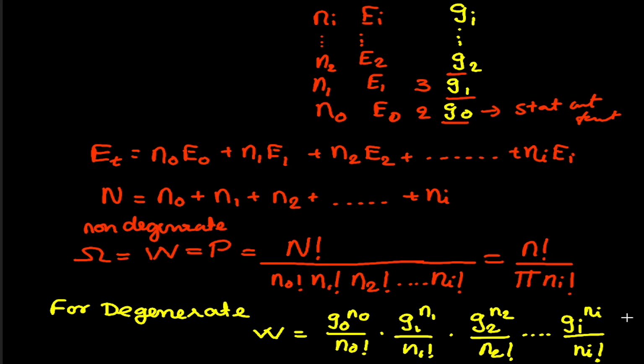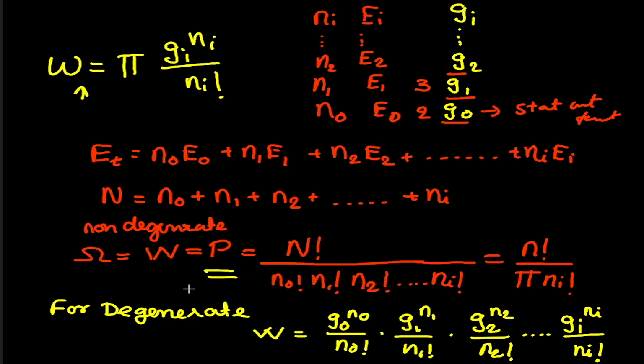So this is the thermodynamic probability for the degenerate system, and hence we could also write thermodynamic probability as equal to capital pi of Gi raised to Ni upon Ni factorial. So this could be written in this particular manner also. So this is for the degenerate system and this is for the non-degenerate system.